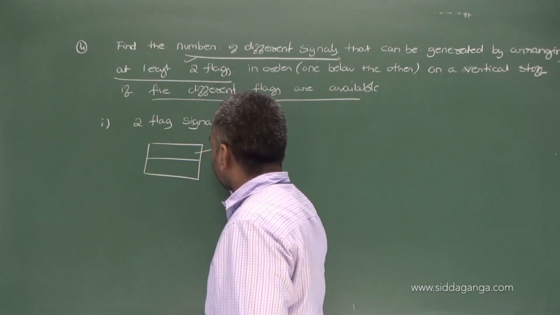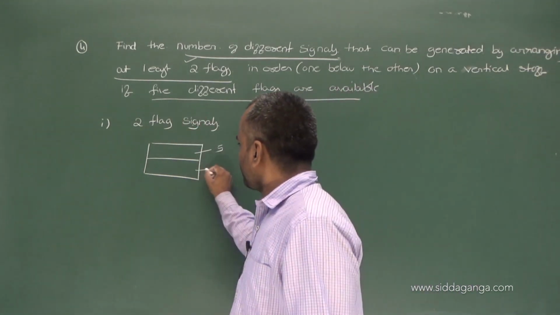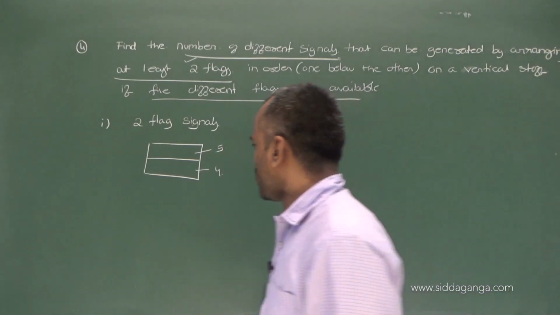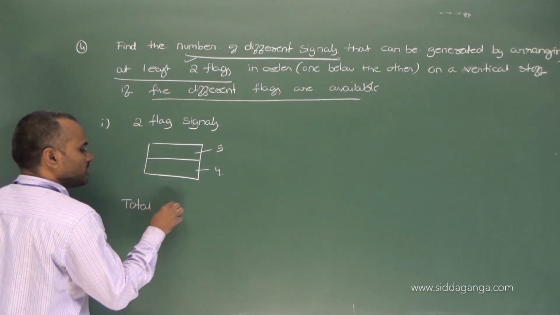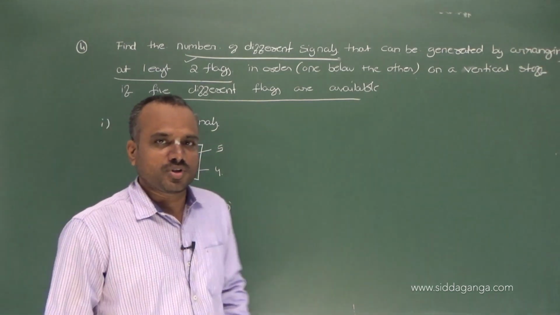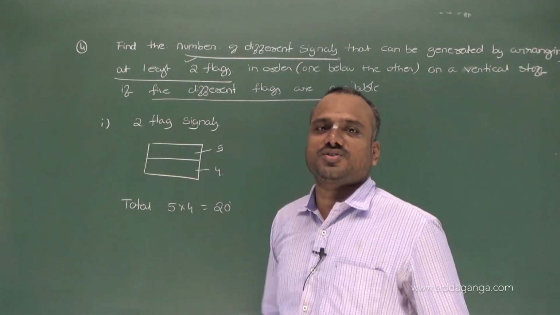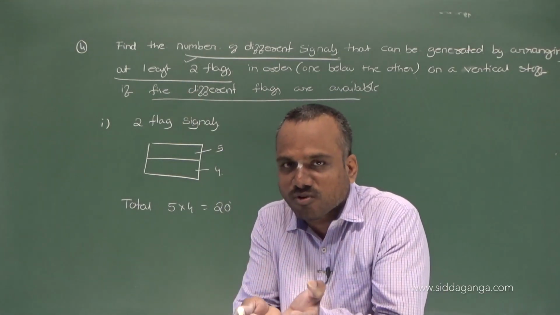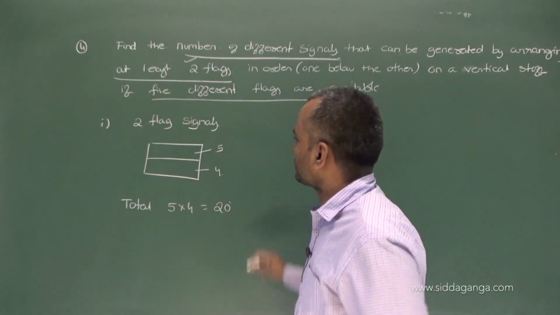First box we can fill in how many ways? 5 ways, because 5 different flags. Second box we can fill in how many ways? 4 ways. So total, according to the fundamental principle, 5 into 4 is 20 ways. 20 ways of different signals contain 2 flags. This is the first one. Because at least 2 flags means minimum is 2 flags, maximum is 5 flags. Why 5 flags? He has given only 5 flags.